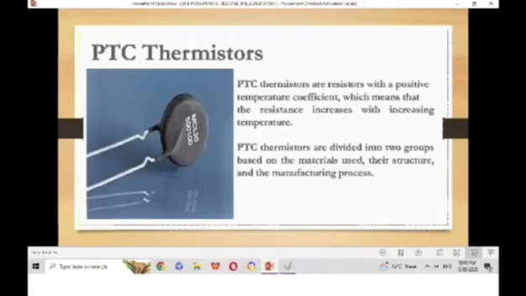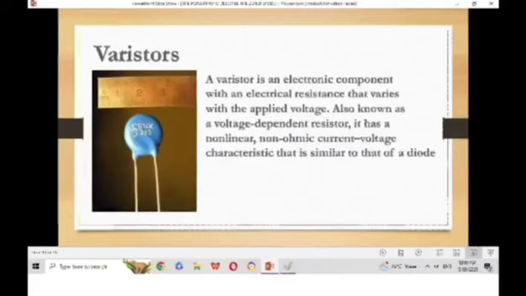The next is PTC thermistors. PTC thermistors are resistors with a positive temperature coefficient, which means that the resistance increases with increasing temperature. PTC thermistors are divided into two groups based on the material used, their structure, and the manufacturing process. The next is the varistors. A varistor is an electronic component with an electrical resistance that varies with the applied voltage, also known as a voltage-dependent resistor. It has a non-linear and non-ohmic current-voltage characteristic that is similar to that of a diode.